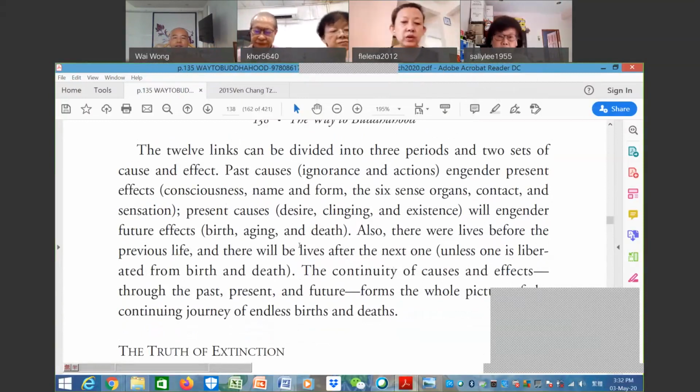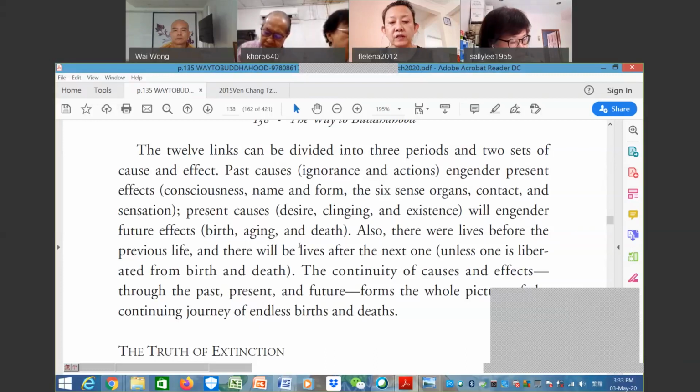The 12 links can be divided into 3 periods and 2 sets of cause and effect. Past causes, ignorance and actions, engender present effects: consciousness, name and form, the 6 sense organs, contact and sensation. Present causes, desire, clinging and existence, will engender future effects: birth, aging and death. Also, there were lives before the previous life, and there will be lives after the next one, unless one is liberated from birth and death. The continuity of causes and effects through the past, present, and future forms the whole picture of the continuing journey of endless birth and death.